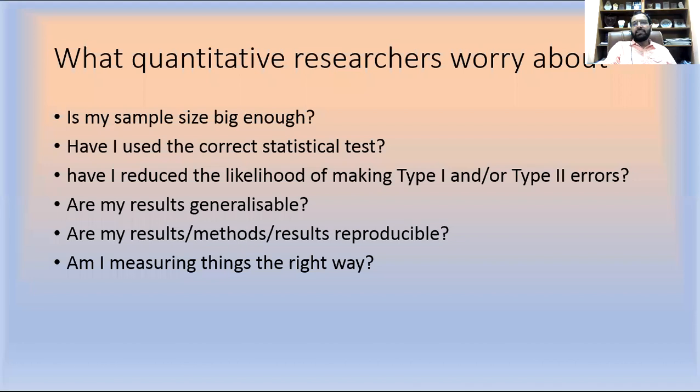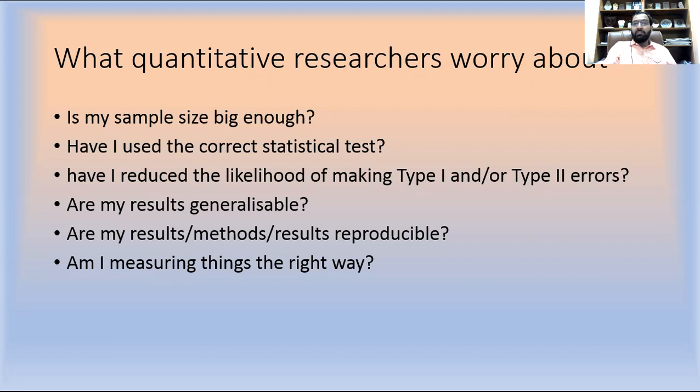Have I used the correct statistical test? Maybe you cannot apply the ANOVA test and you apply the ANOVA. You cannot apply the t-test. T-test is not recommendable at that point. You apply the t-test and you are interpreting the result. So you have not used the correct test. So your interpretation will always be wrong. Have I reduced the likelihood of making type 1 and type 2 error? Or is there more likelihood?